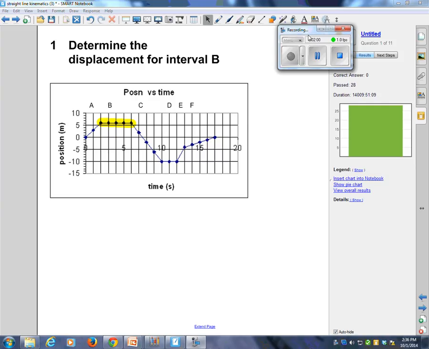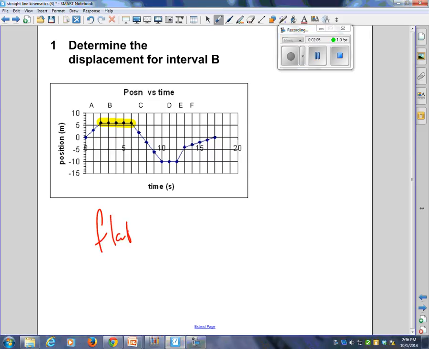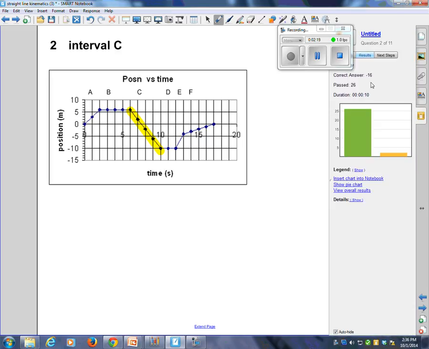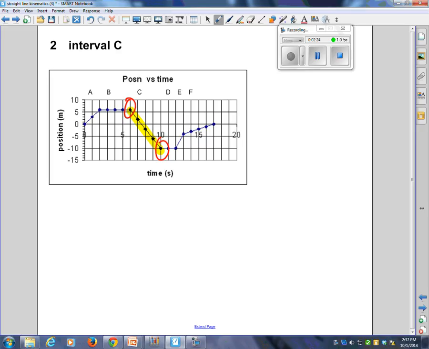What's the displacement? 0. Remember, flat line equals 0 displacement. Flat line is 0 displacement. Interval C should be negative 16. You go from there to there. Minus 10, subtract 6, or minus 16, right? Negative 10, right here. Subtract 6. Final minus initial.